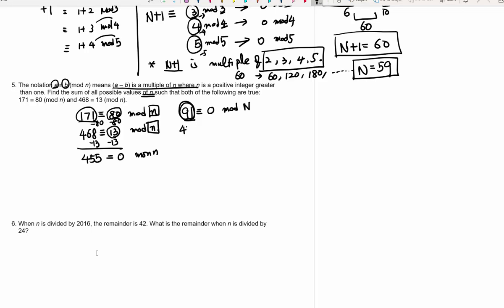I'm going to write down 455, 0 mod n. So what does that mean over here? 91 is a multiple of n, and 455 is also a multiple of n. So we're going to find all possible values of n. But this time, n should be what? A factor of 91, right?